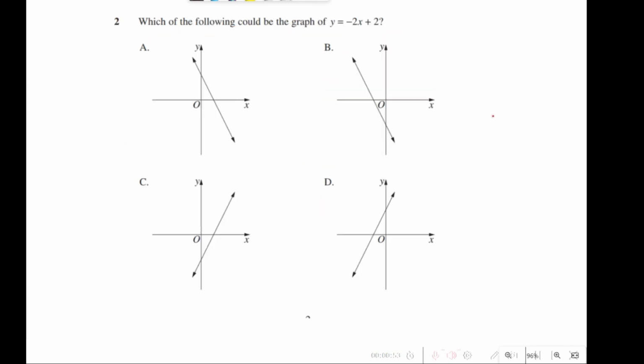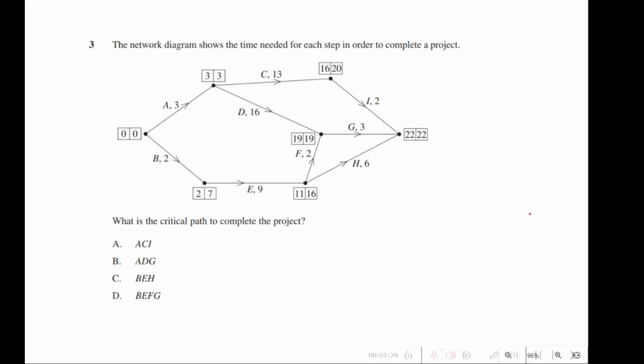Which of the following could be the graph of negative y equals negative 2x plus 2? So first of all, note the negative gradient. A and B have negative gradients, whereas C and D are positive, so we can knock them out. And then notice this positive 2 here, which is the y-intercept. A has a positive y-intercept, B has a negative y-intercept, so it can't be B, and so the answer must be A.